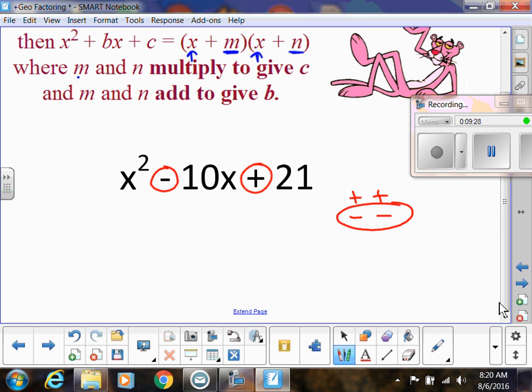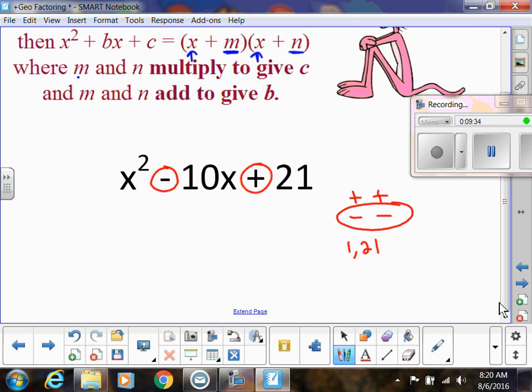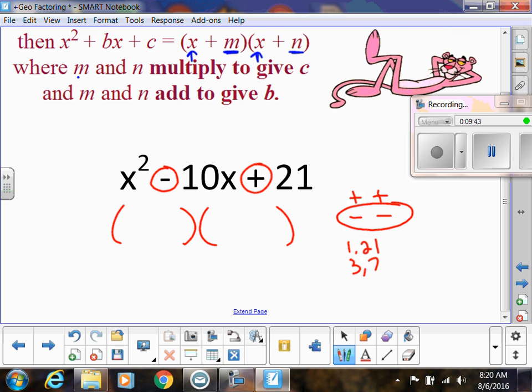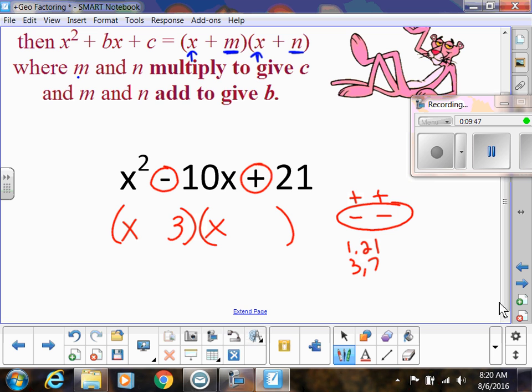So what are the possibilities for 21? And again, you could do this in your head. You could be like, okay, 1 and 21, does that add to give me 10? No. 2 doesn't go into it. 3 and 7? Yeah, that works. So I know right away that I'm going to have x and x, and then I'm going to have 3 and 7.